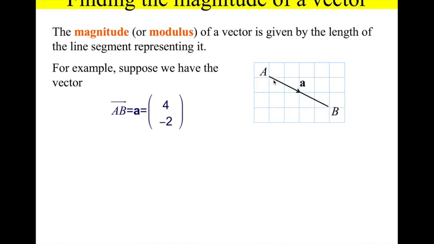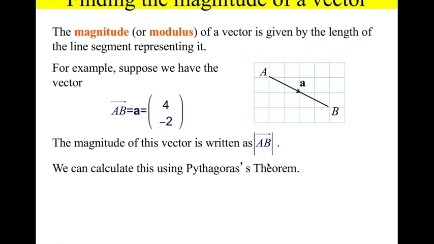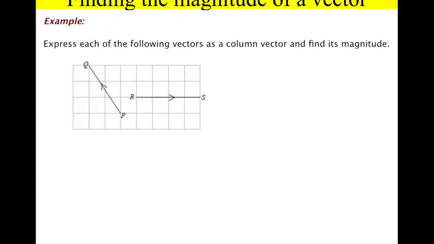So 4 units to the right, 1, 2, 3, 4, and 2 units down. If you are asked to find the length or the magnitude of vector AB, and this is the notation of magnitude or modulus of vector AB, what you do is use Pythagoras to find this length. Very easy. So to find the magnitude of a vector, you use Pythagoras' theorem.